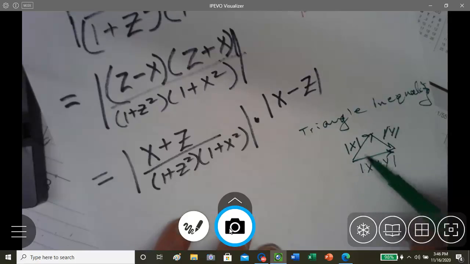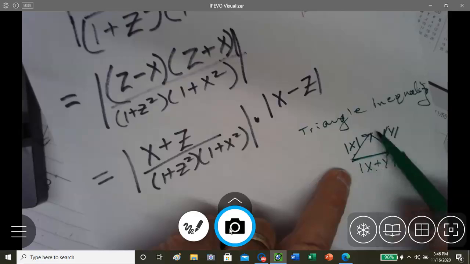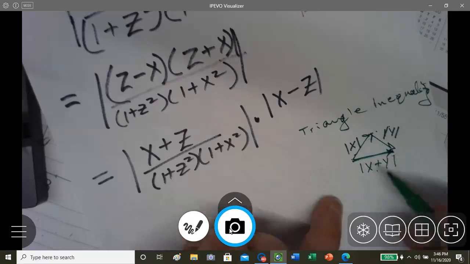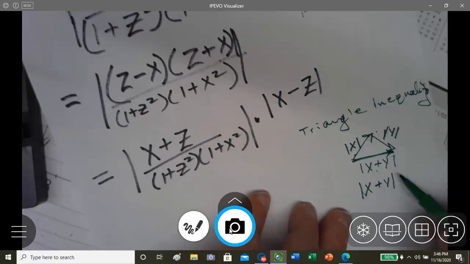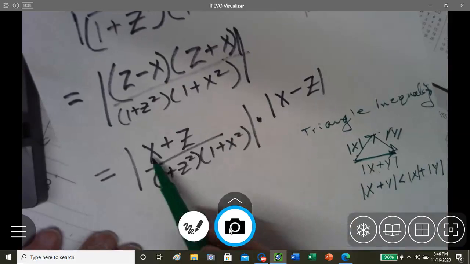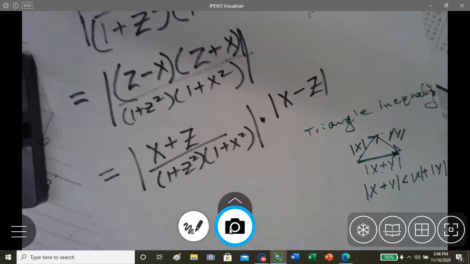But because of the triangle, this side is going to be less than the sum of the other two sides. So therefore, the magnitude or the absolute value of x plus y is going to be less than the magnitude of x plus the magnitude of y. So that's why we can split this.